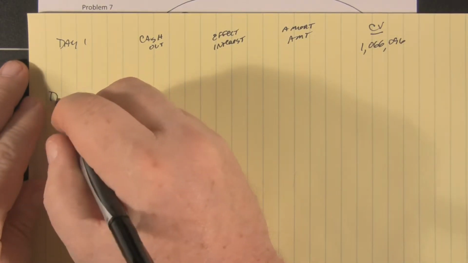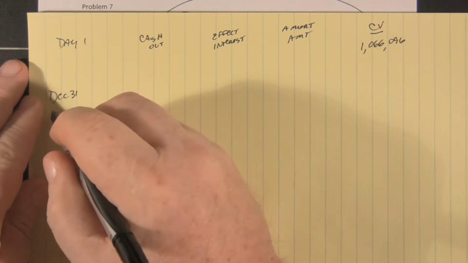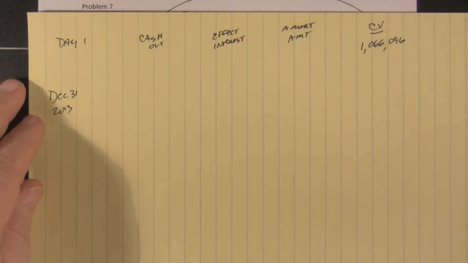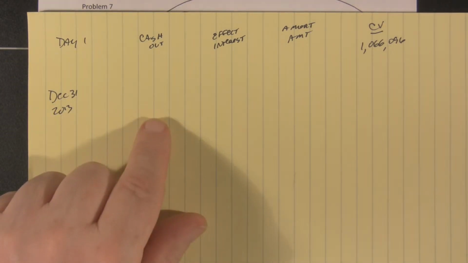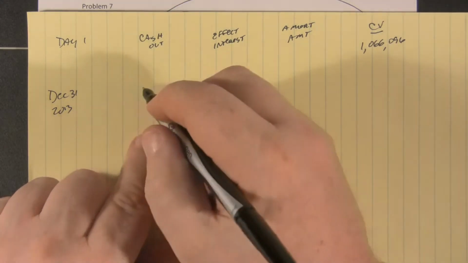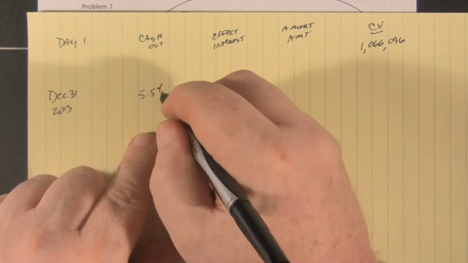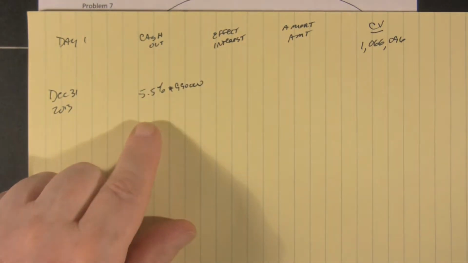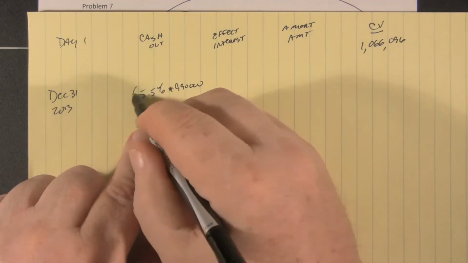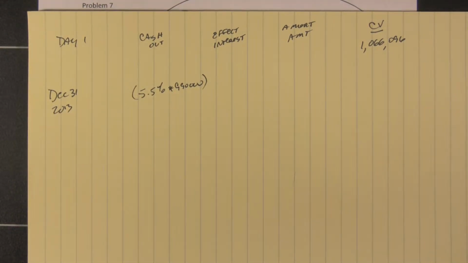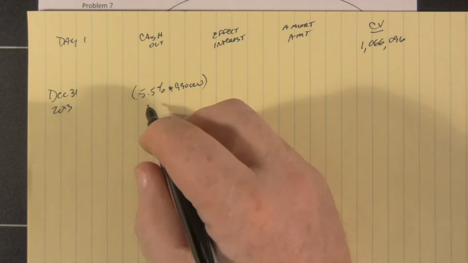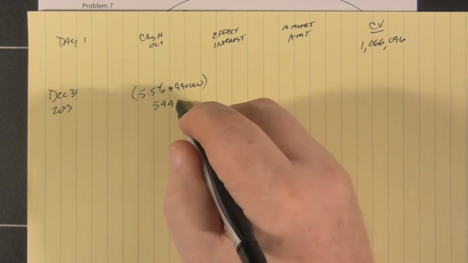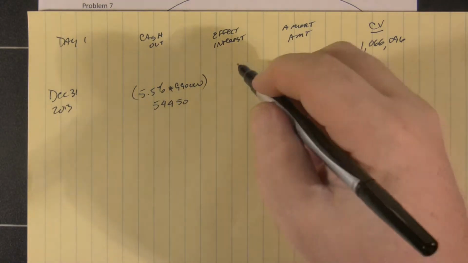Now, December 31st, the end of the year, our first interest date, we're going to be sending out the cash amount. And the cash amount that we're going to be spending is 5.5% times the $990,000. That's the cash that's going out. That's the amount that they're actually going to be spending in cash. And that goes out, that's $54,450.